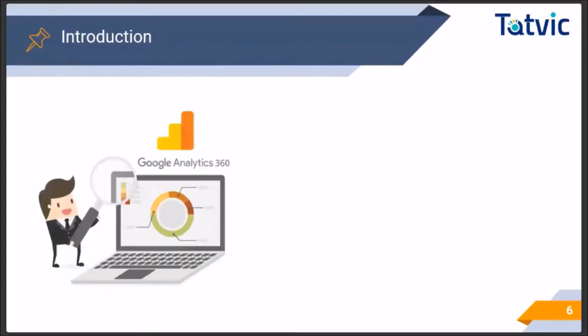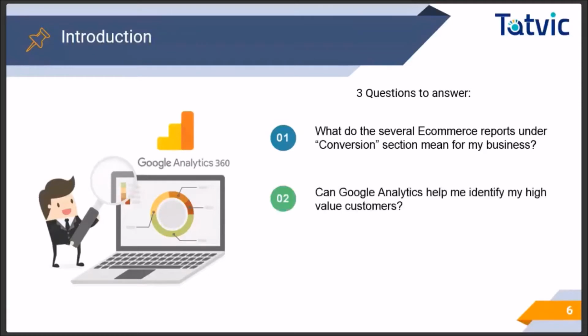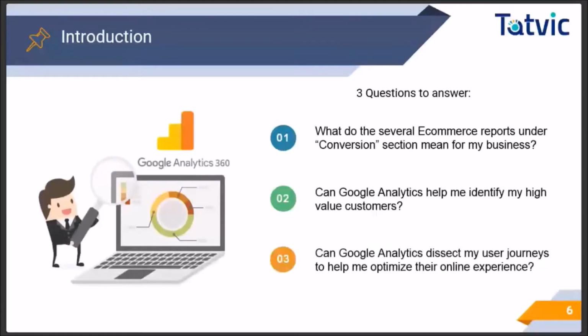So I'll quickly set up the context for today's webinar. In this webinar, we will try to answer 3 basic questions. The first question would be, if I am an e-commerce store and have Enhanced Ecommerce implemented on my website or my application, what do the different reports under the conversions e-commerce tab actually mean? How do I interpret and use those reports? The second question would be, can I somehow make use of this data to understand who are my most valuable customers? And then we will try to see if we can use this data to optimize the conversion path for some of our users, for all our users on the application.